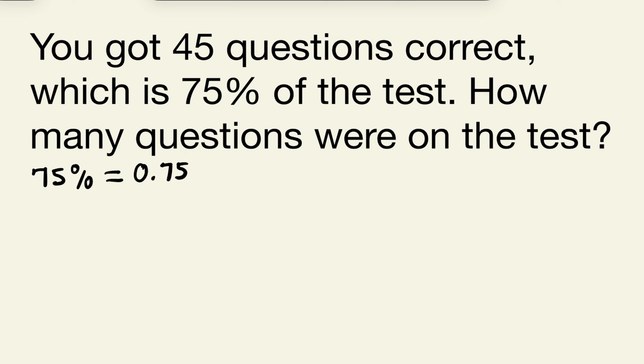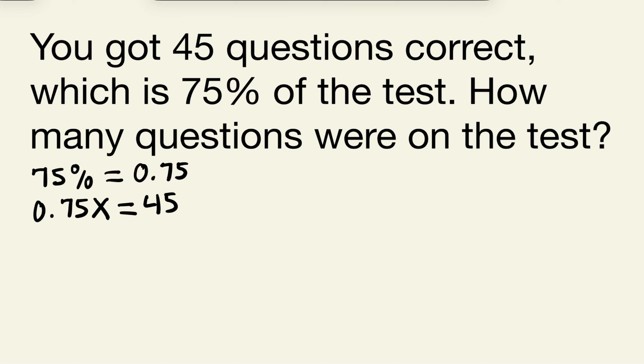All right, so now let's go ahead and set up our equation because we need to find out how many questions were on the test. We don't know that, so we'll represent that with a variable. So 0.75 times, and we'll use the variable x this time, and set that equal to how many questions you got correct, and that is 45.